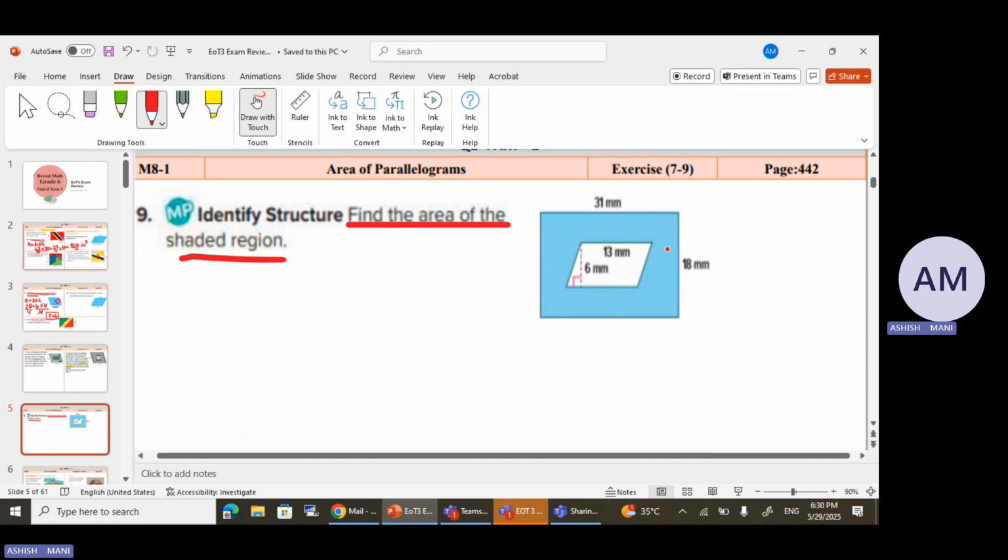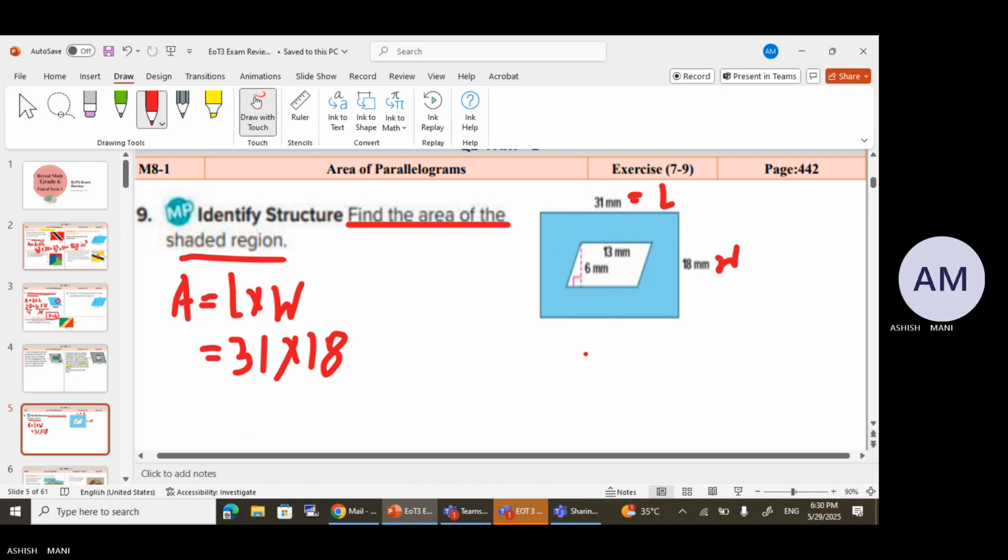The bigger part, if you see, is a rectangle. The area of a rectangle is length into width. The length is 31, multiplied by the width, which is 18. So this is our length and this is our width. Multiply these two, and the area of the rectangle comes to 558.